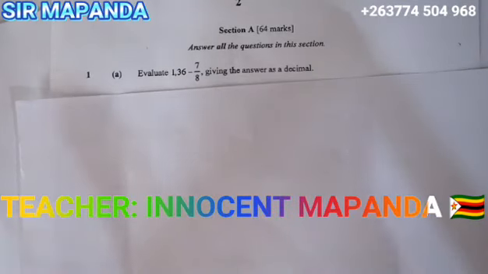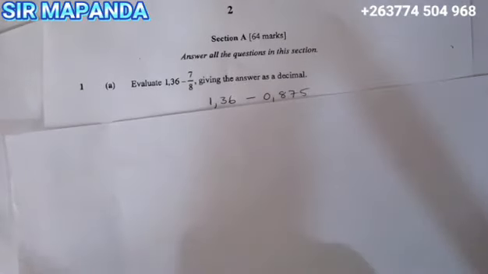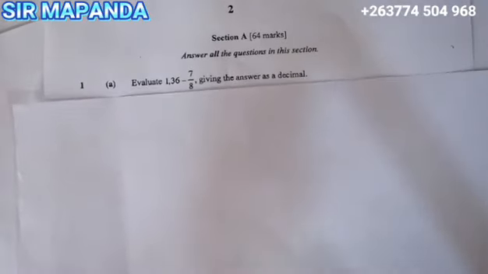Thank you for tuning in to today's lesson, where we are going to focus on Paper 2 ZIMSEC, November 2007. Right, we are going to start with the first question. It reads: evaluate 1,36 minus 7 over 8, giving your answer as a decimal. Instructions are very important: as a decimal.